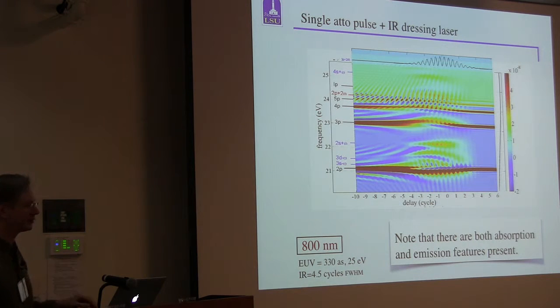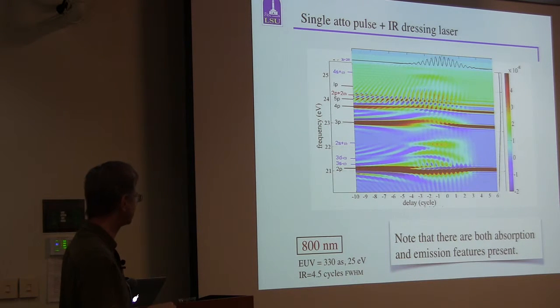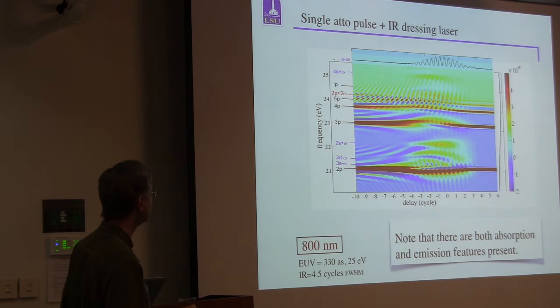So here is a single atom spectrogram for one of these calculations. 800 nanometers, helium, EUV pulses, 330 attoseconds. It's centered up here near the ionization limit. It's very broad. The IR pulse is about 11 femtoseconds long. And this is the spectrogram. So here's delay. Here I show you the IR pulse intensity envelope.